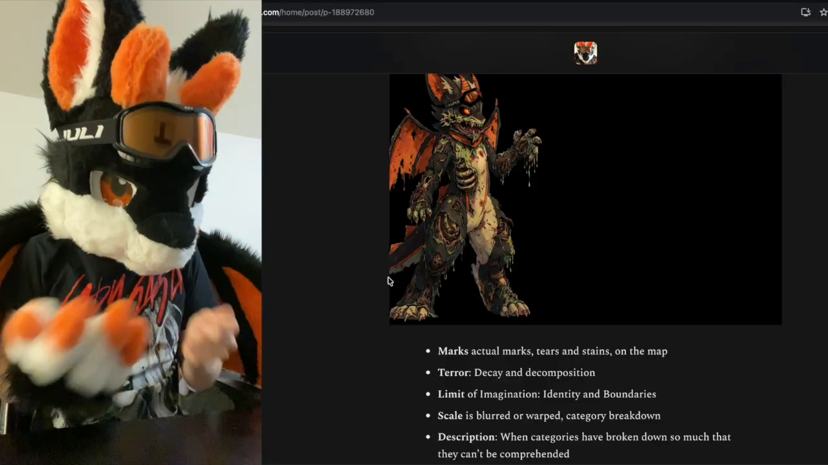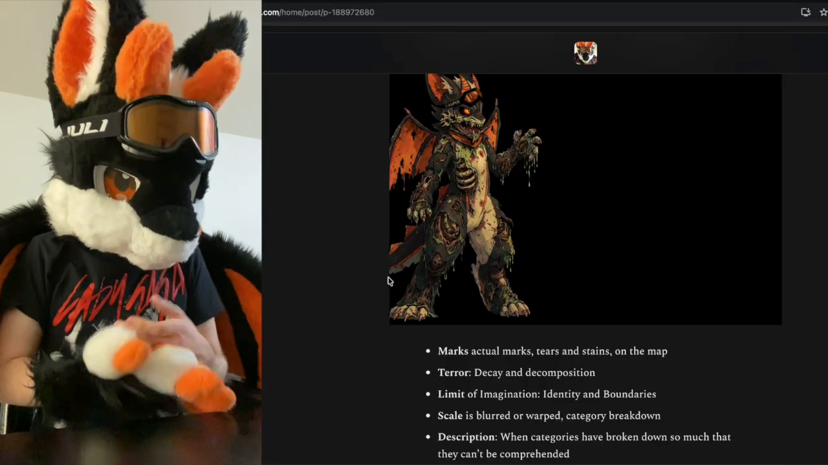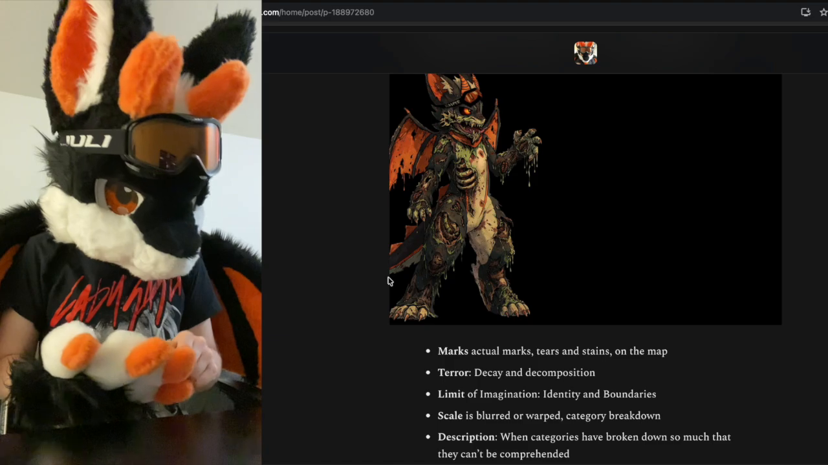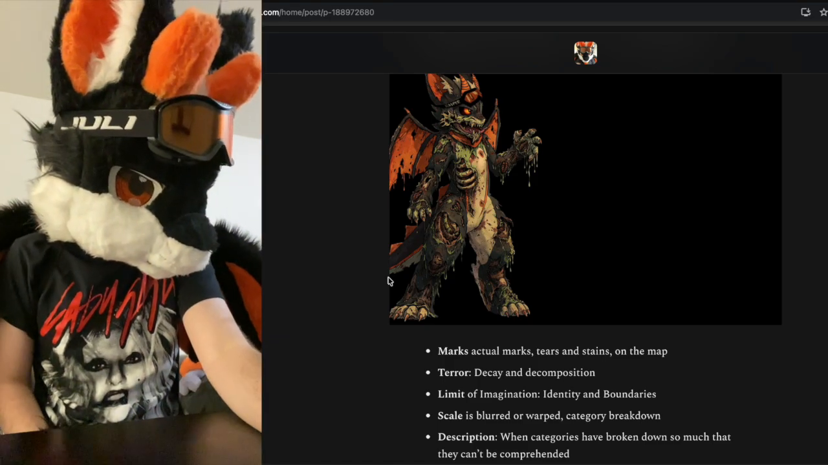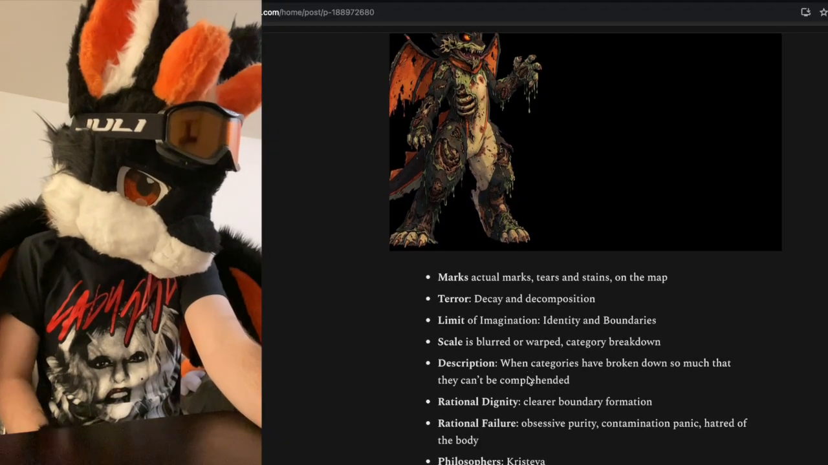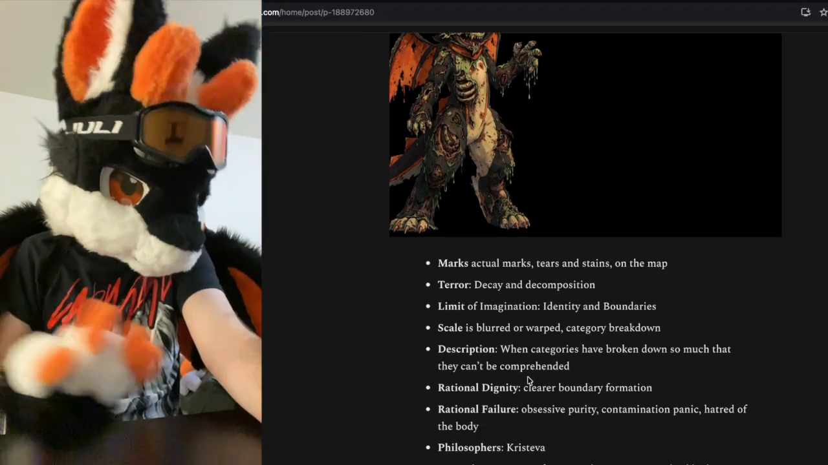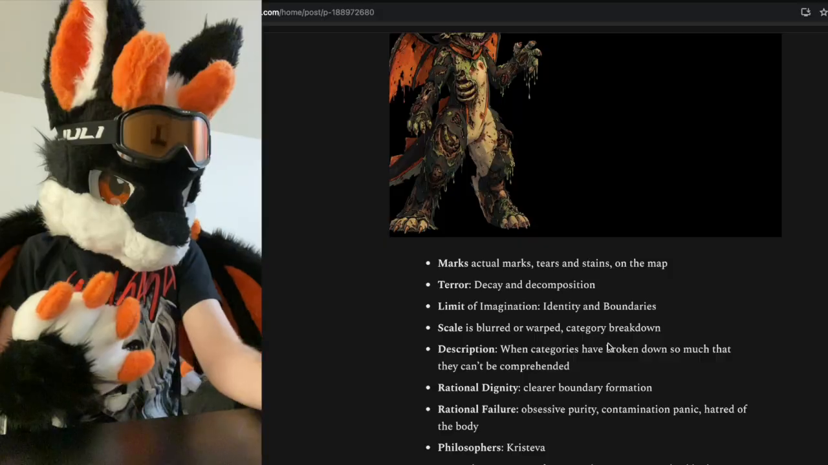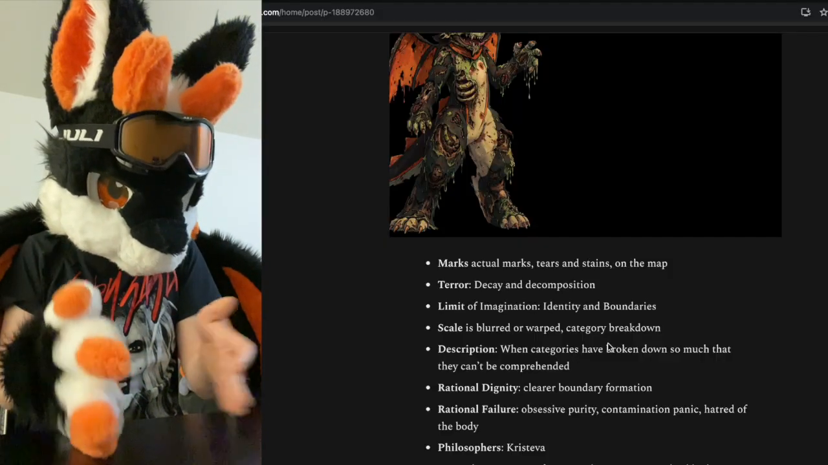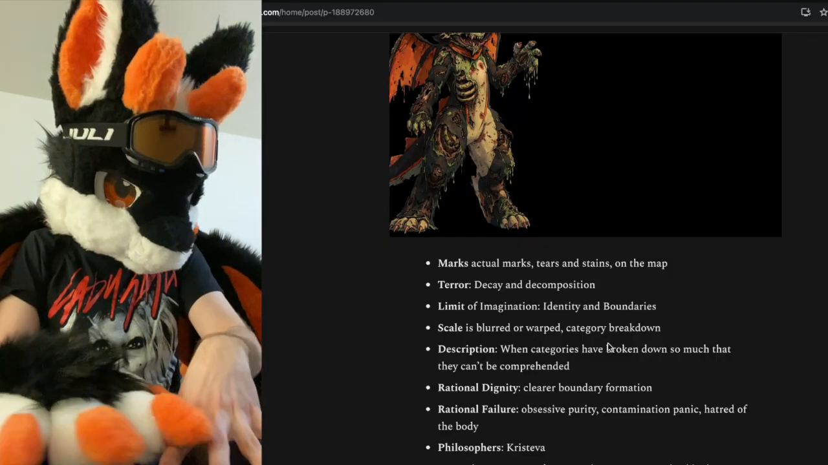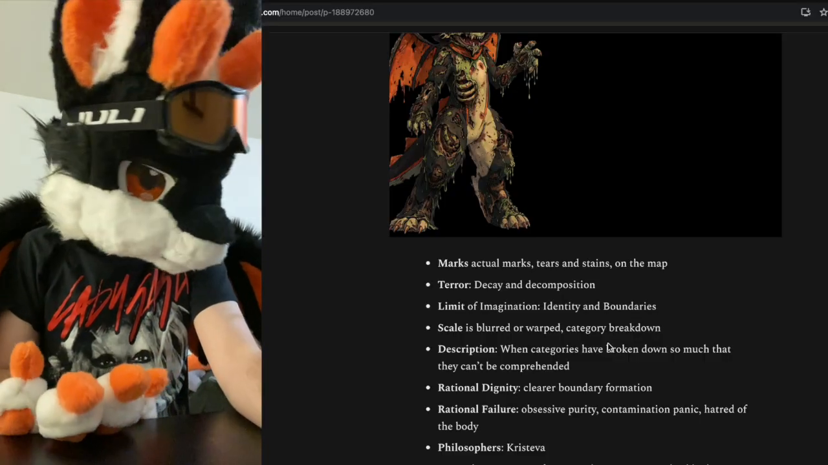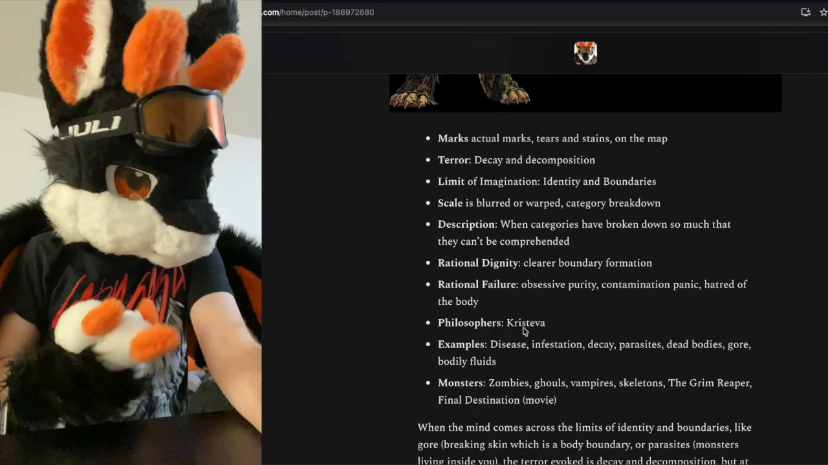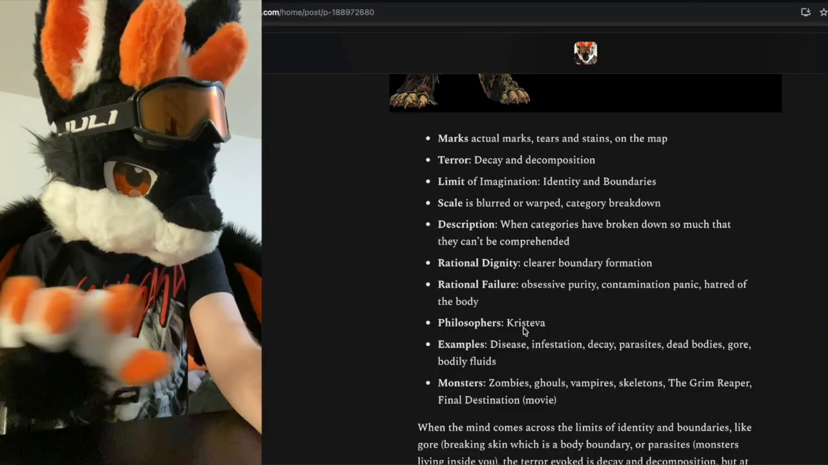Like your map tears, your map falls apart, your map loses its symbols, right? There's a sense of decay and decomposition. That's the terror, decay and decomposition. And so you lose your identity, you lose your boundaries. The things that you marked on the map, all of the different names and all of the symbols, can kind of fall apart and fall away. And that's pretty terrifying. The philosopher who deals with this is Kristeva, which is pretty interesting.